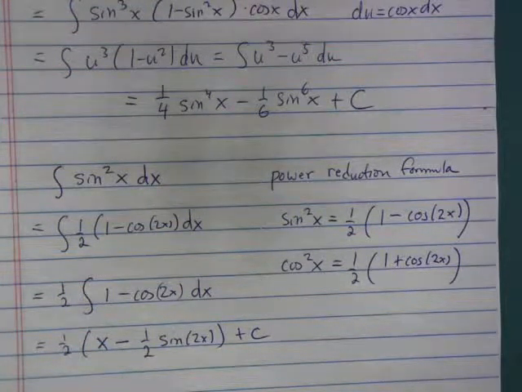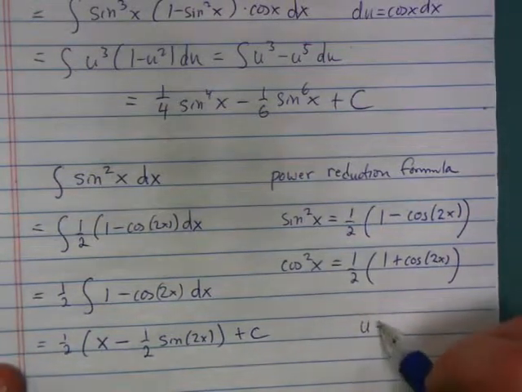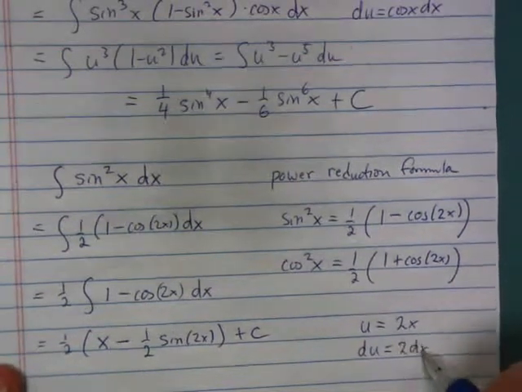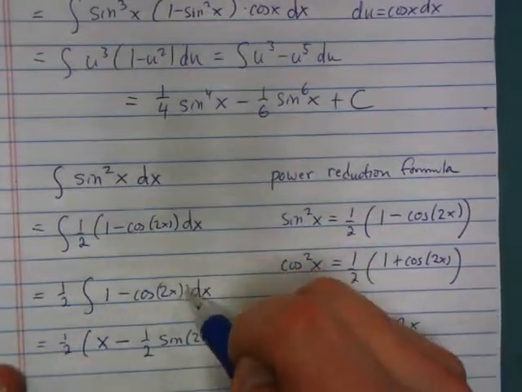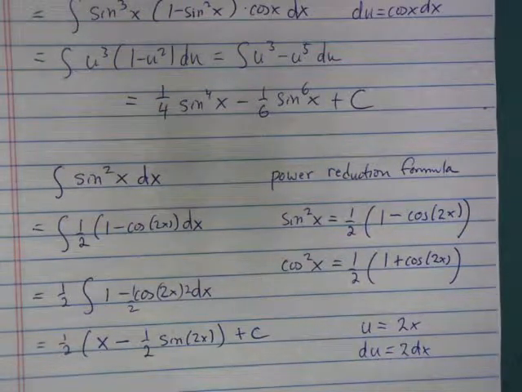Correct. This is really a u substitution. That's exactly right. What you really have to do is u equals 2x. So du is 2 dx. So I need to sneak a 2 in front of here, which means I need to sneak a 1/2 in front there. And that's where the 1/2 comes from.